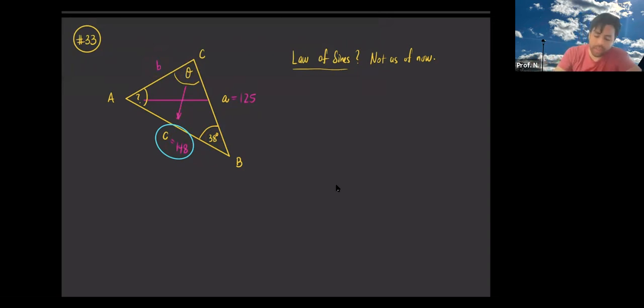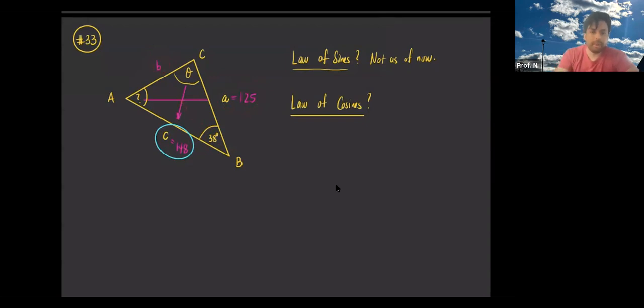Can we use law of cosines? That's the only other option. Can I use the law of cosines somehow? And remember the law of cosines, what do you need? You need 3 sides and 1 angle. I have 1 angle. My angle is 38 degrees. I got this side, but I don't know this side. But that's okay because I only have 1 variable, which means I can set up the law of cosines so that I can figure out B. And once I figure out B, then I can use the law of sines.